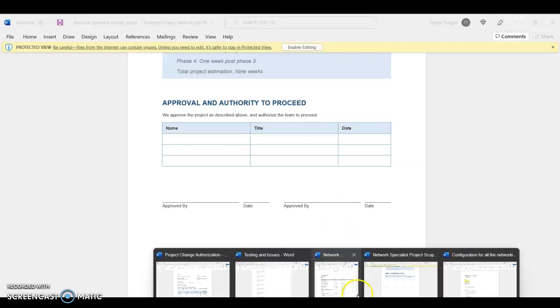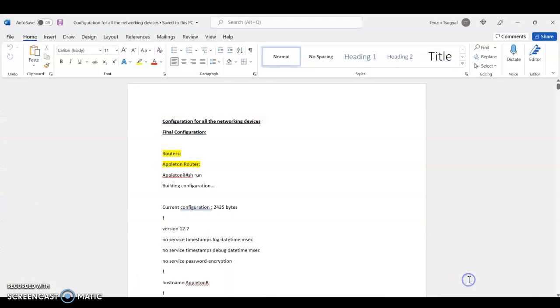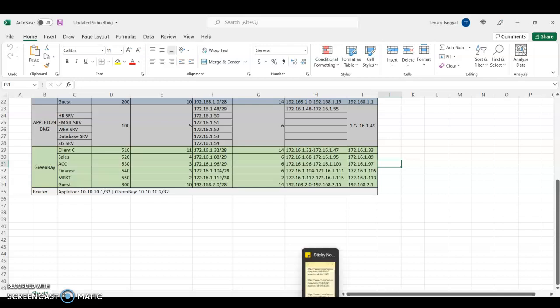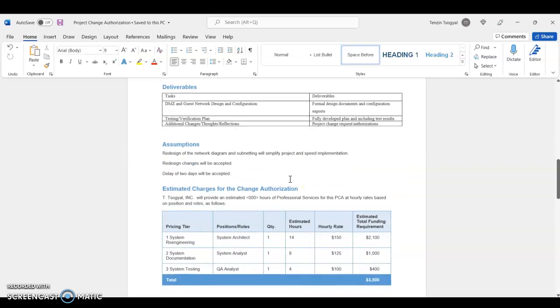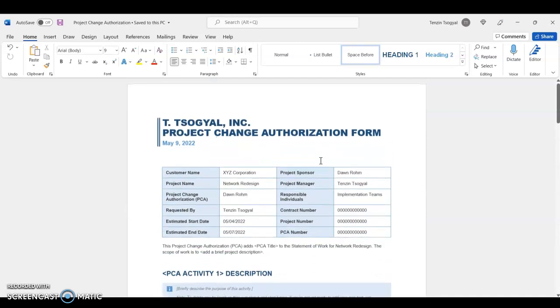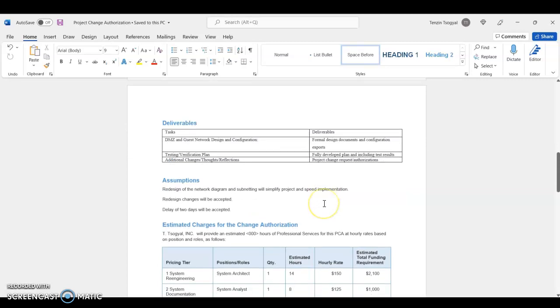And I'm trying to think if I'm forgetting anything at this moment. And I did a project change authorization tonight because I made a lot of changes on my project and I finished that document as well.